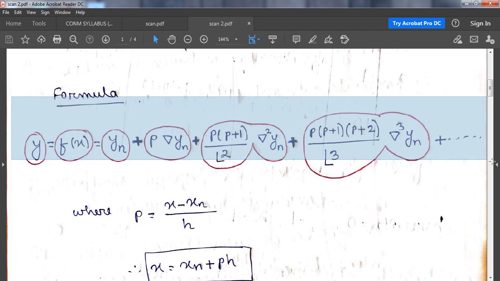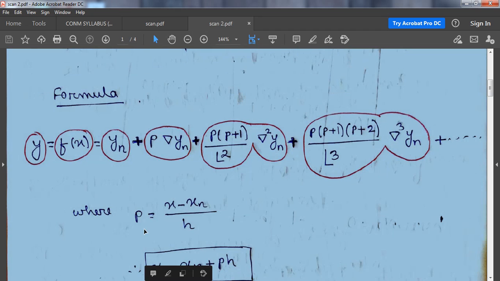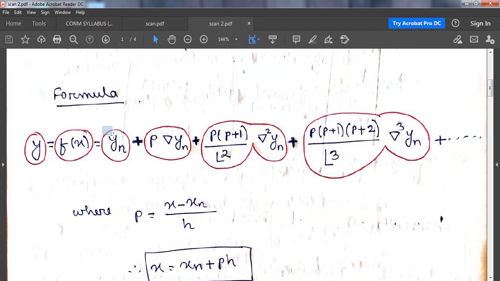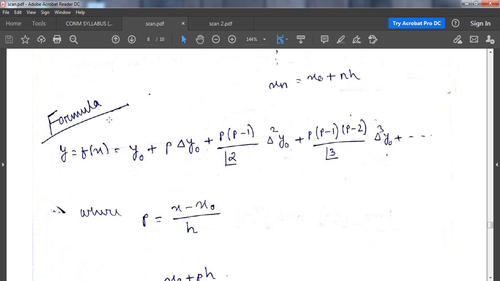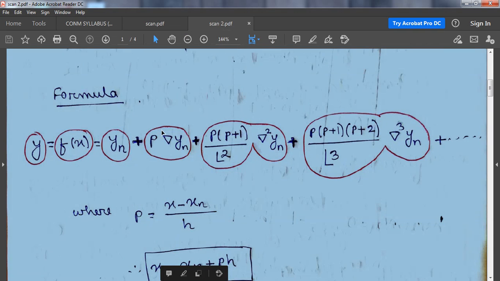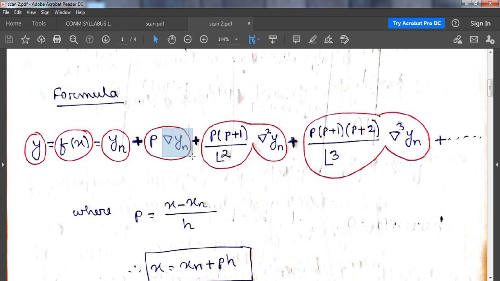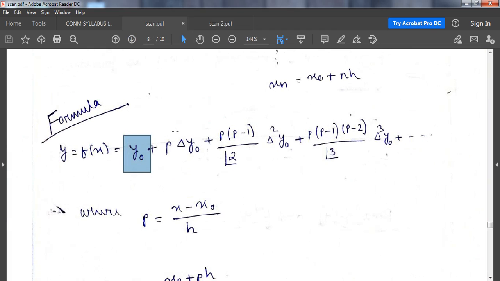This is the formula. As you can see, in backward difference, we are using yn, that is the last value. But in forward difference, we are using y naught, which is the initial value. Similarly, in backward difference, we are using del yn, which is the last difference value. But in forward difference, we are using del y naught, the first, initial one. So keep that in mind.